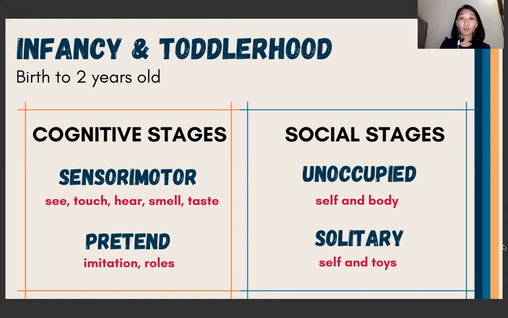pretend calling someone. As for the social stages, infants engage in unoccupied play. They would direct their play towards themselves or towards their bodies. For example, they would get toys or reach for toys and put them inside their mouth to taste, moving their arms and hands to feel the texture of their soft toys.